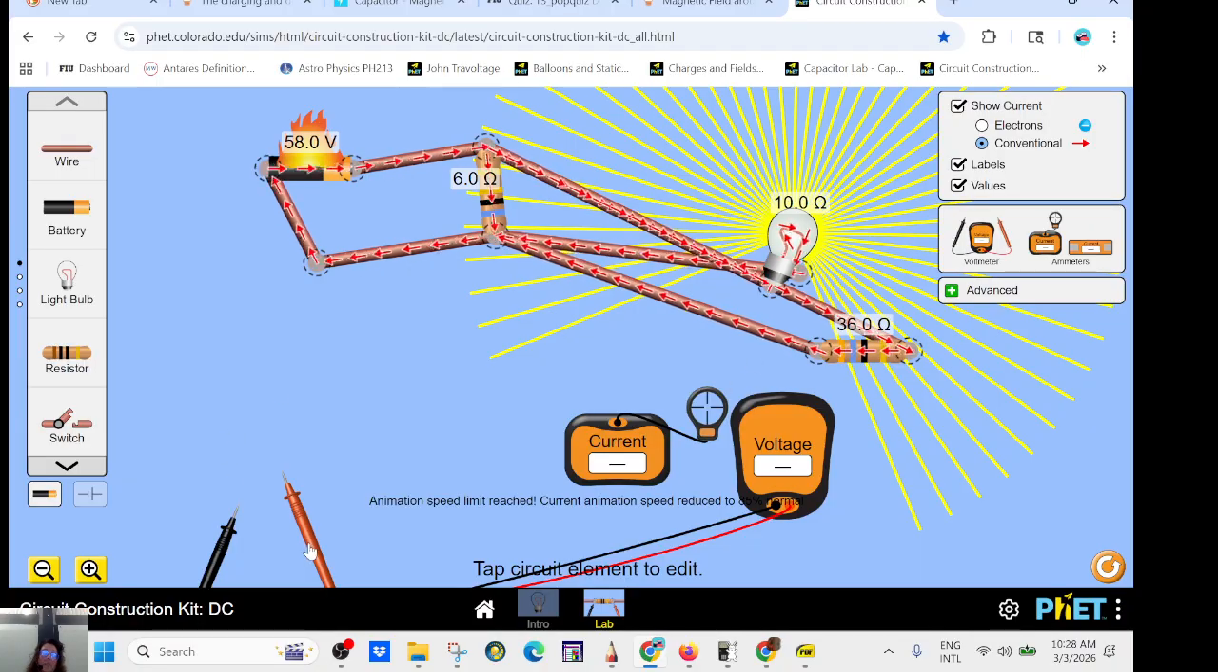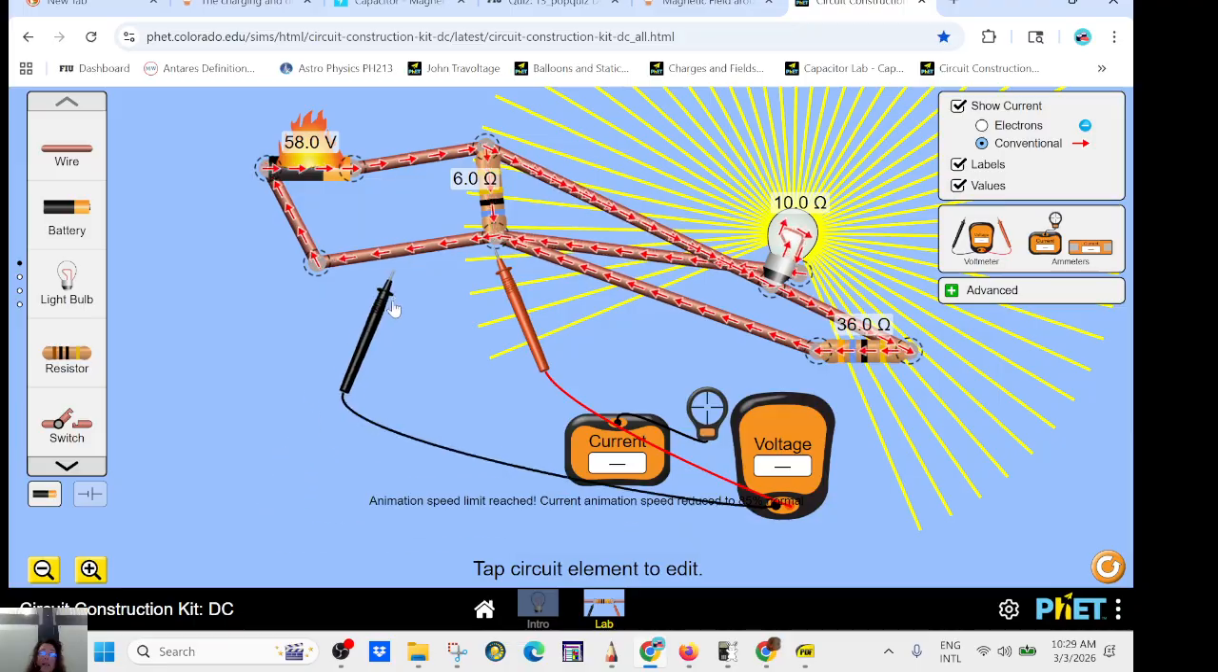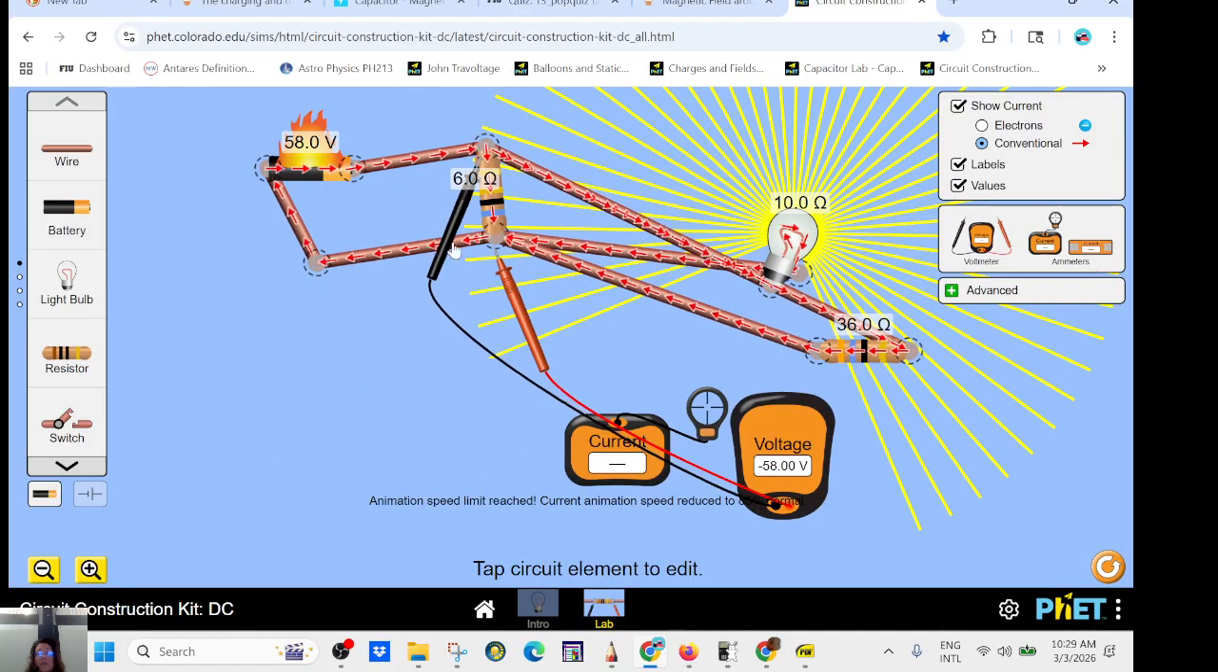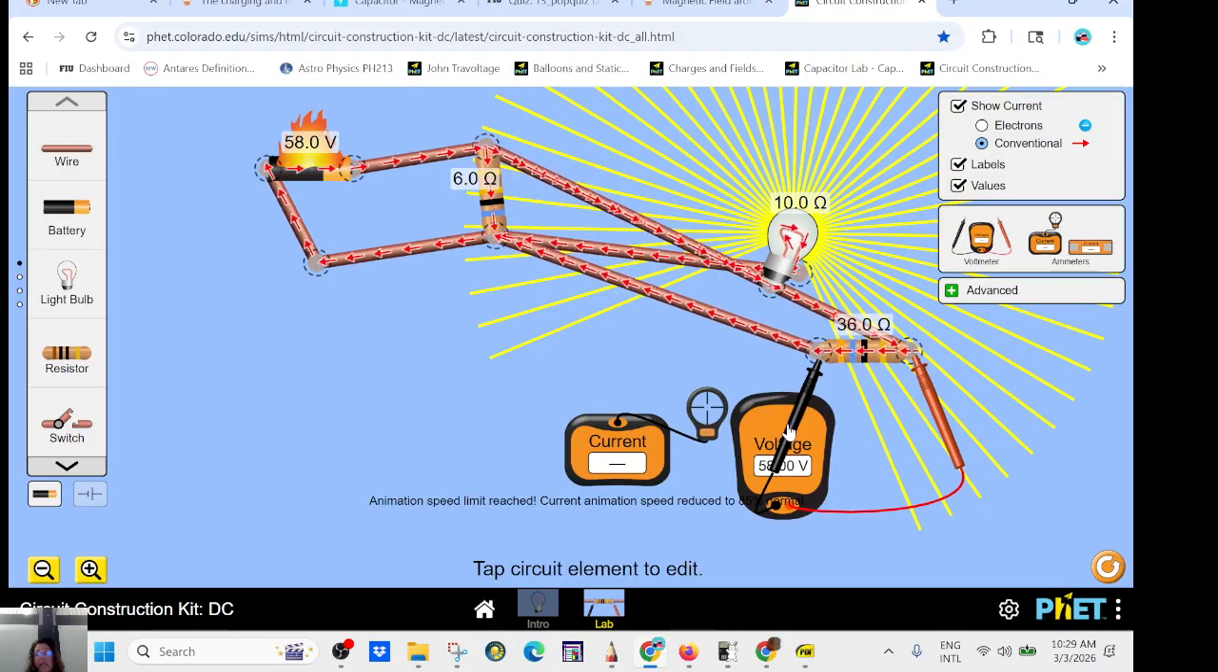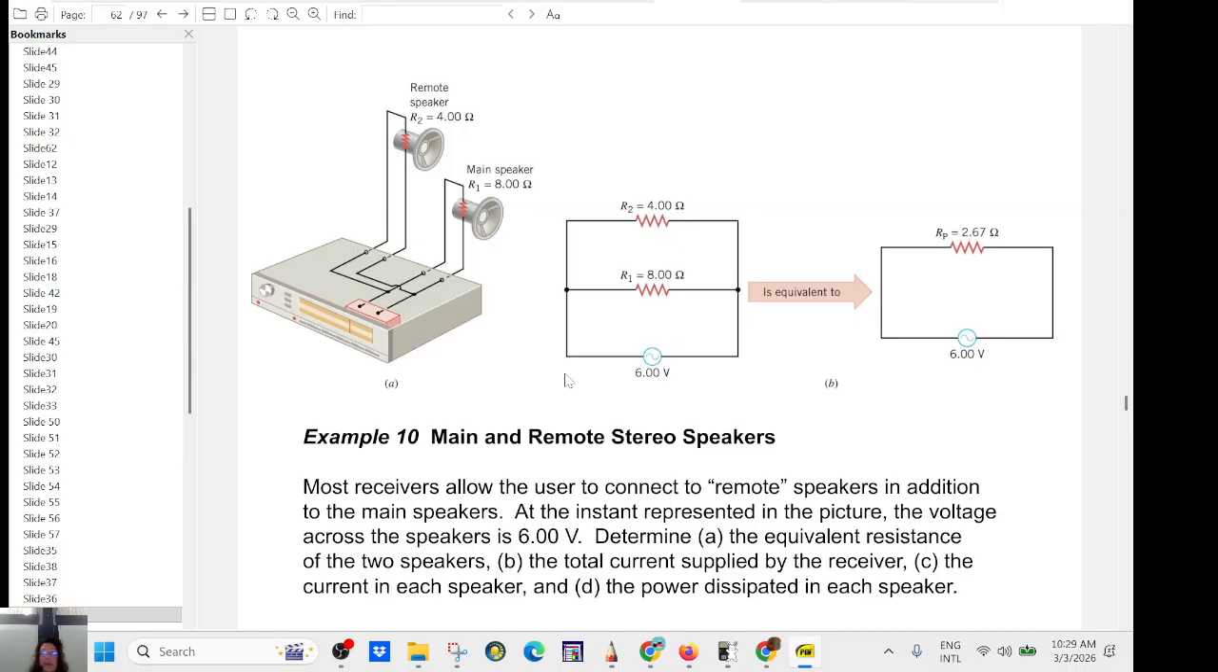So now if you measure the voltage, they're all happy except for the power supply. So this one is 58, so it's happy. This one is also 58, it's happy. This one is also 58, it's happy. So the current you can find using Ohm's law, right? So 58 divided by 36, 58 divided by 10. Okay, so this is a circuit in parallel. It's a little bit messy, but that way everyone is happy.